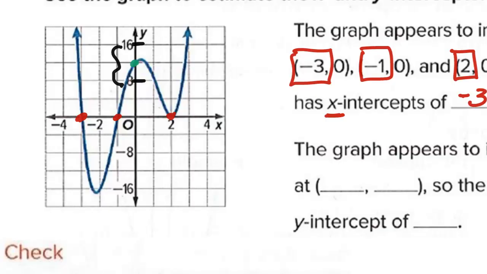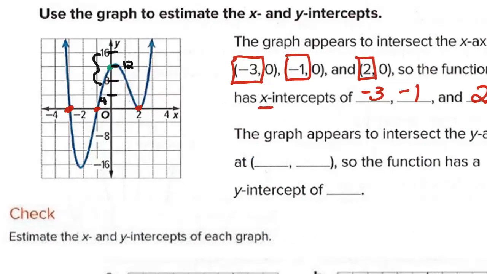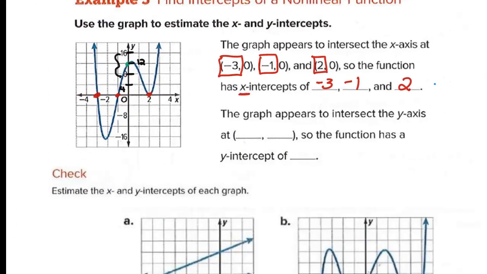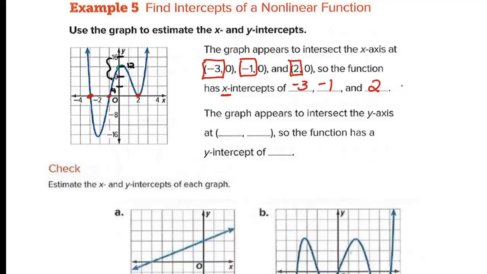Okay, yes, each line the scale is going up by 4. So this would be 4 plus 4 is 8 plus 4 is 12. So you need to look and see if they give you numbers, you have to use the numbers in the scale that is there. So the graph appears to intersect the y-axis at 0, 12. Remember, x in the alphabet comes before y, just like x comma y for your ordered pair. So the function has a y-intercept of 12.